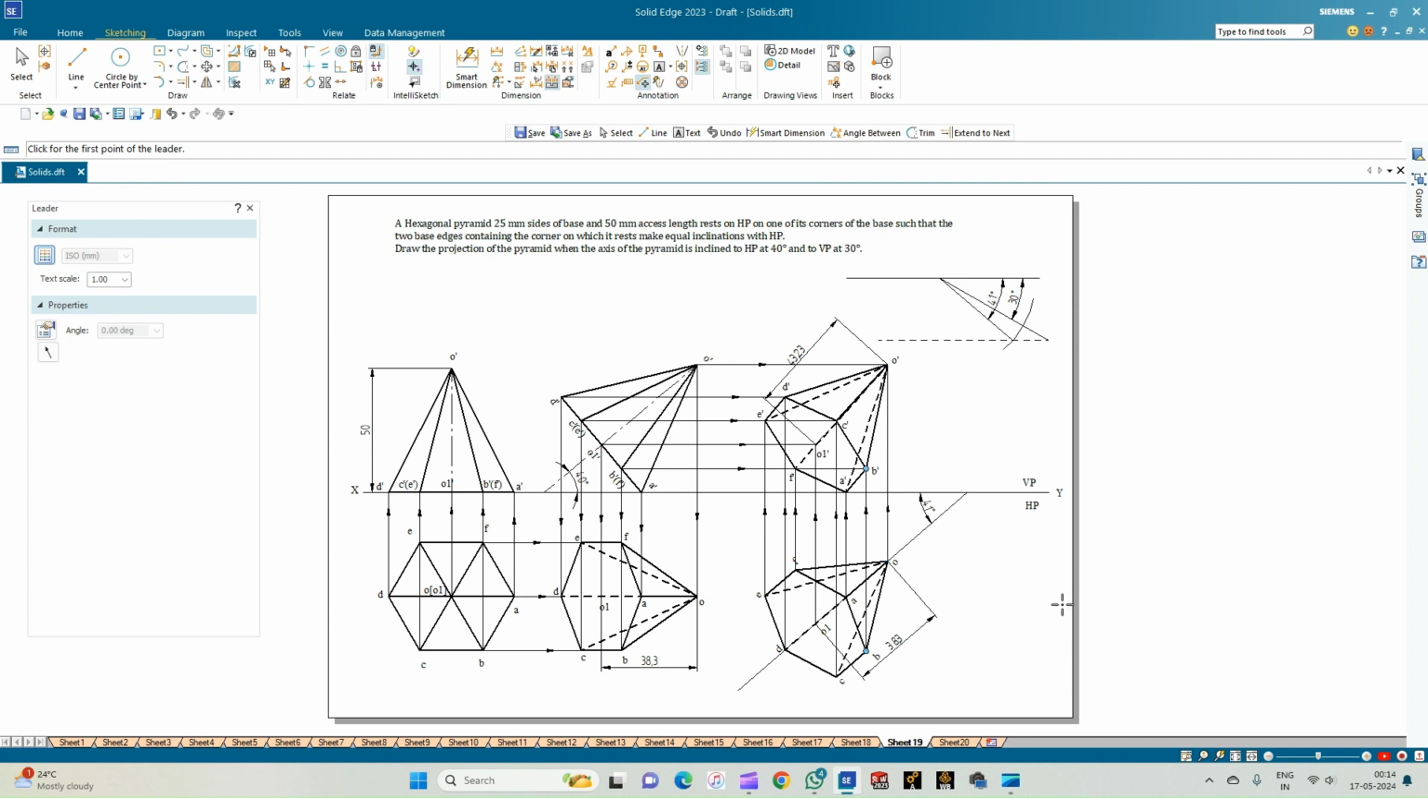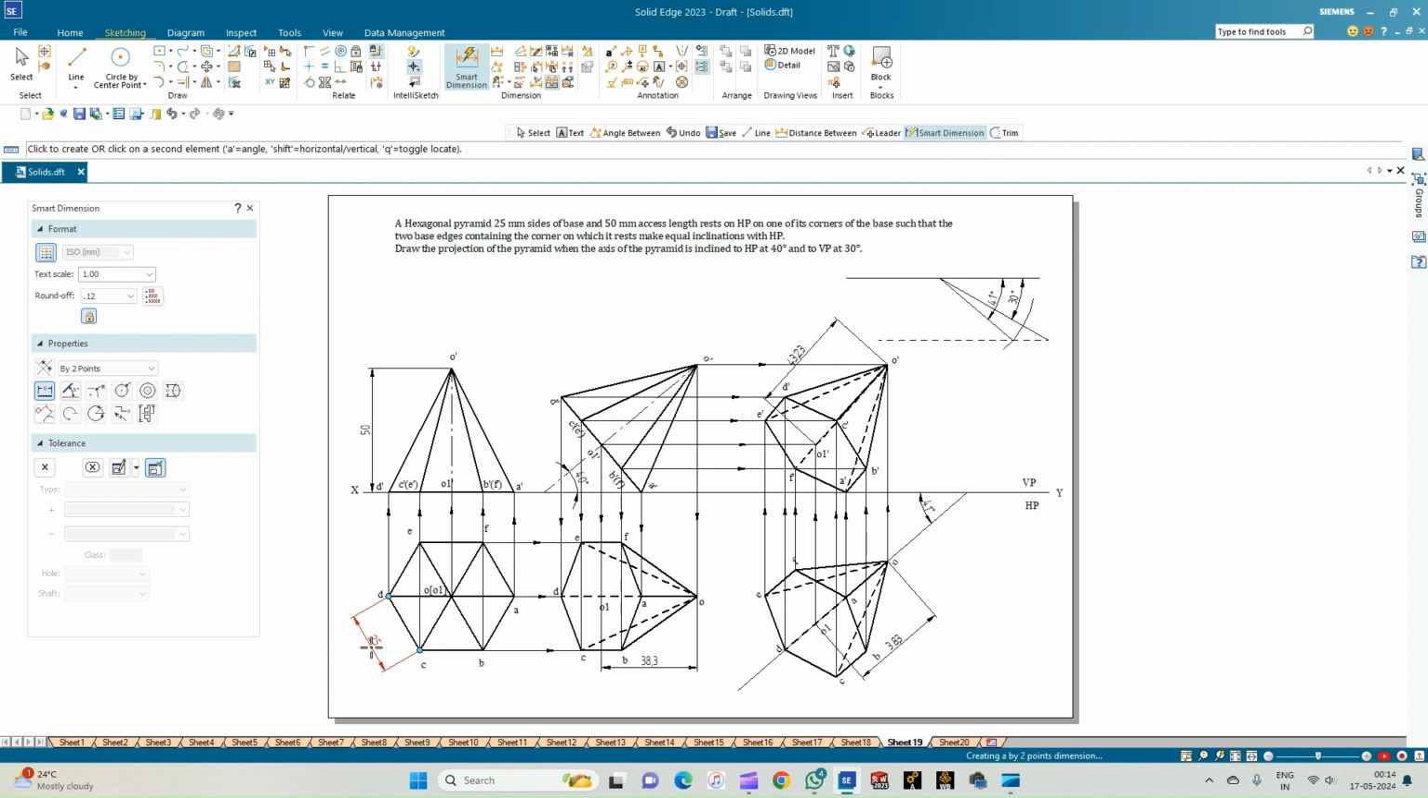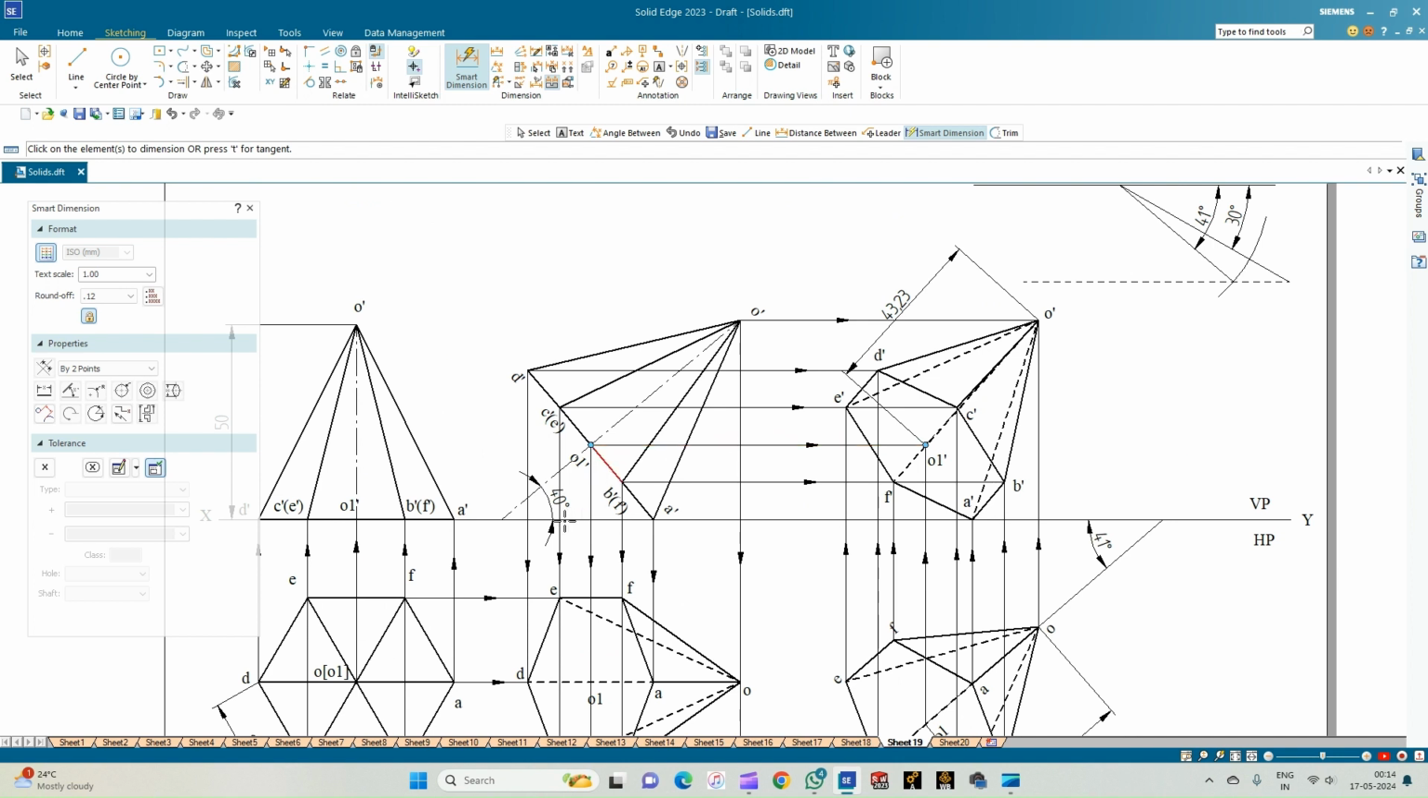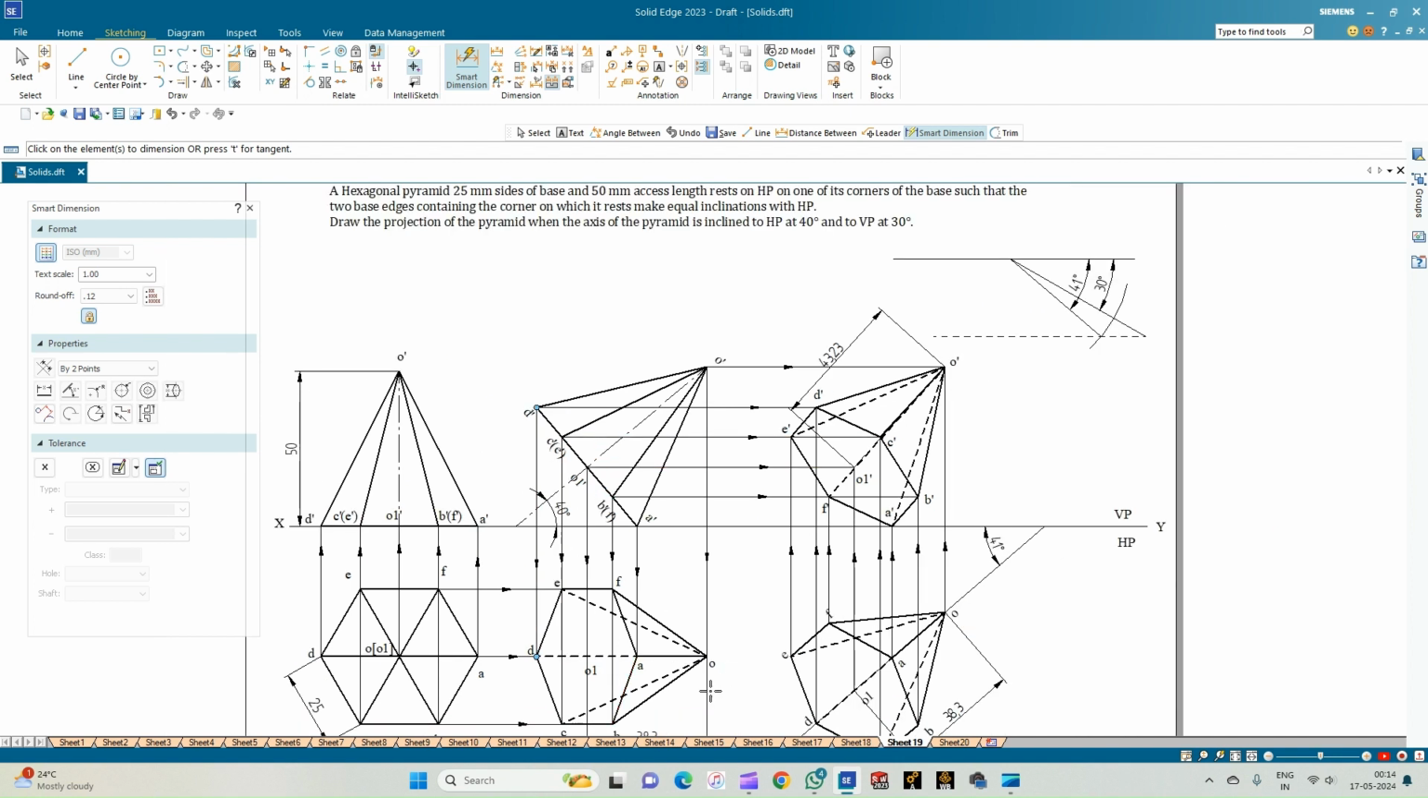So to summarize the solution, we have got a hexagonal pyramid resting on one of its corner A, and the two edges containing this corner, that is AB and AF, are making equal inclinations with respect to the horizontal plane. And then each of the edges of the pyramid is measuring 25 mm, and it has got an axis which is measuring 50 mm in length. And now this axis is inclined to the HP at an angle of 40 degrees. So we complete the front and the top views. And also the axis is inclined to VP at an angle of 30 degrees.